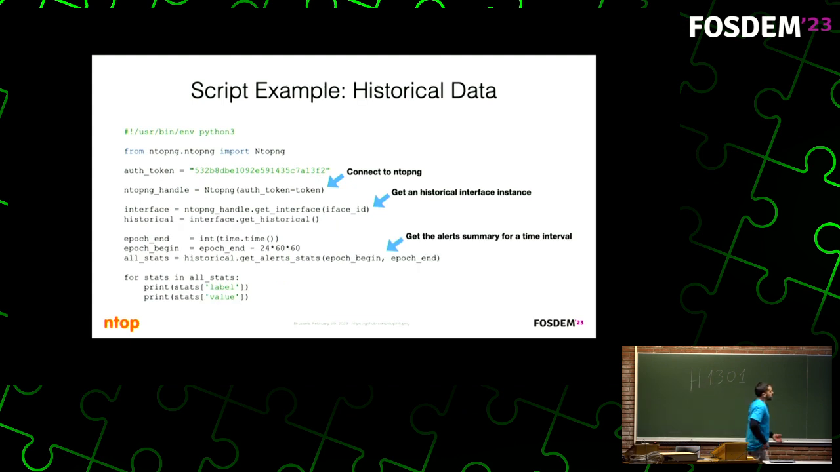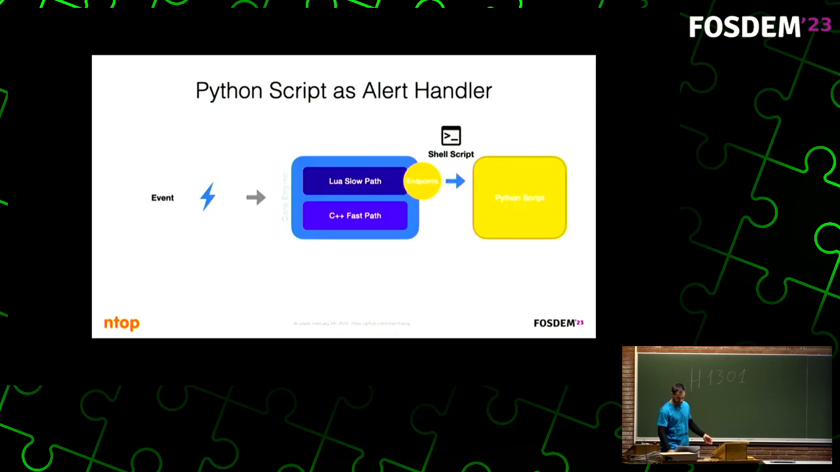And you can also get historical data. Same way, you connect to ntopng, you get an interface. From this interface, you get an instance of the historical class, and you can run queries in the database. For instance, you can get alert statistics from this time to this time, for instance, for the last 24 hours, and just print all the alerts that you have. Now, those are two examples of querying the engine to get the data.